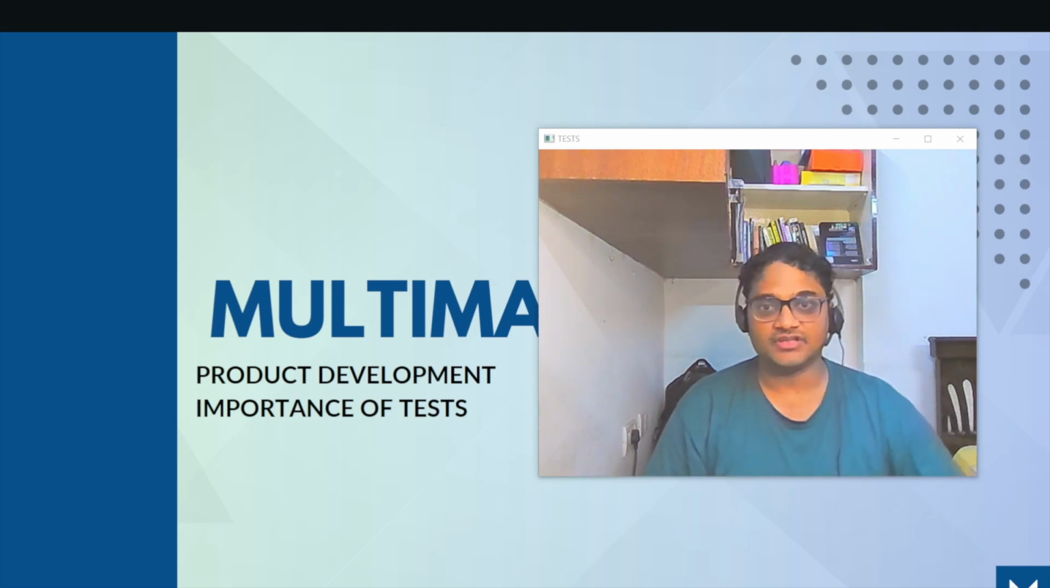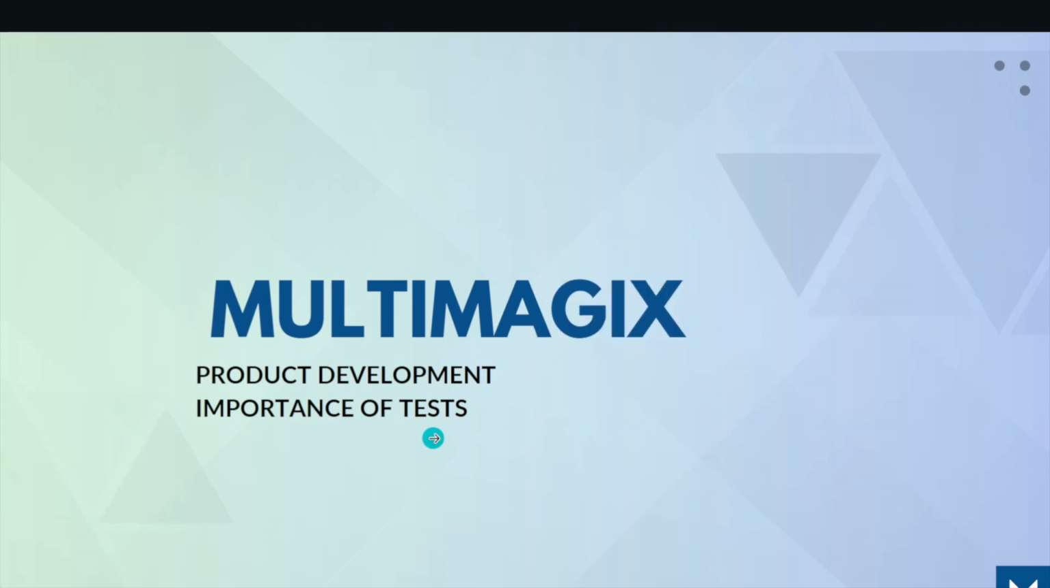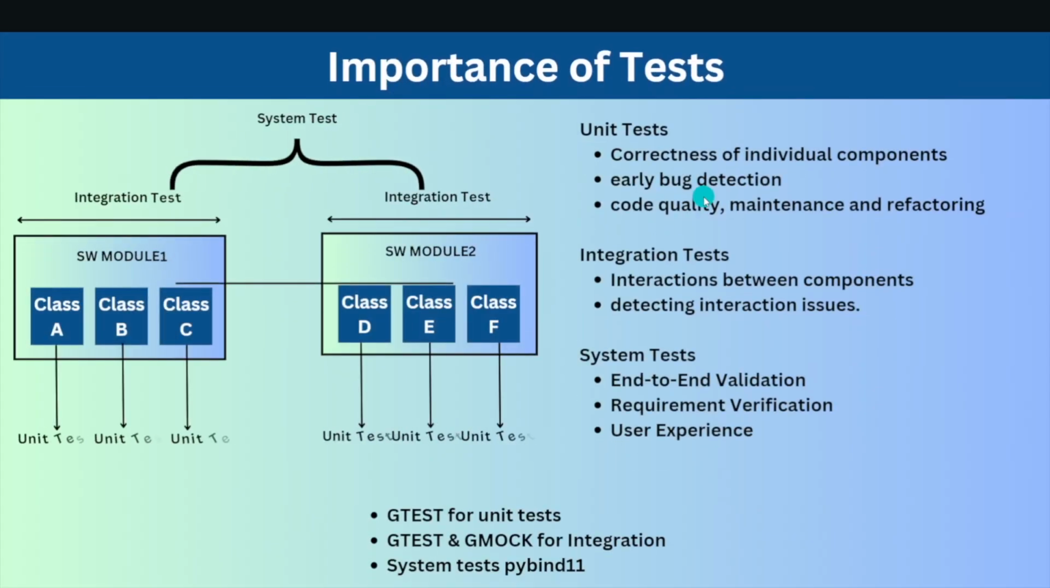So let's go into what we need to maintain. Here we need to maintain 3 different tests: unit tests, integration tests, and system tests. Let's see the overview of it. For example, if you have a software module 1 and a module 2, or software component 1 and component 2, these are the components or classes inside this module.